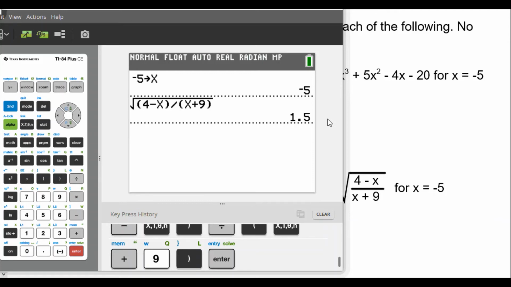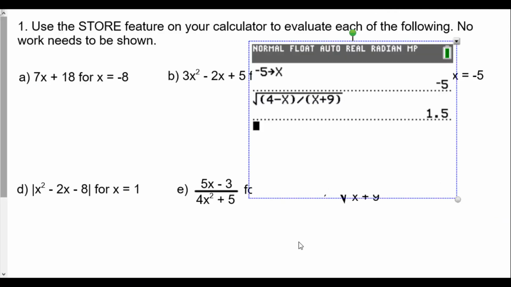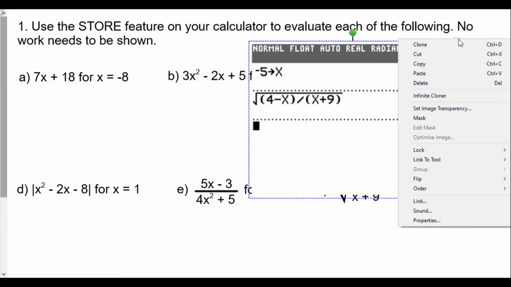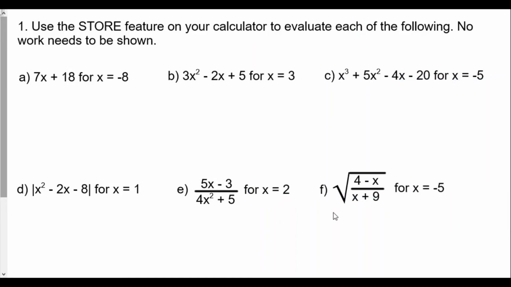So this is how we use the store function in our calculator. Well, that was weird. Let me delete this for now, and I'll put it back up later.